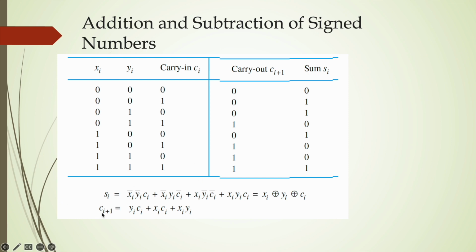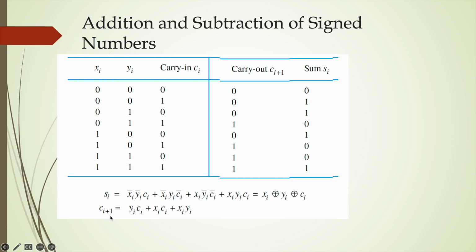So again in a similar way, we can write the formula for Ci plus 1, the carry at the i plus 1 position. It is 1 when Xi bar, Yi and Ci. And when Xi, Yi bar and Ci. And at Xi, Yi and Ci bar, and Xi, Yi, Ci.